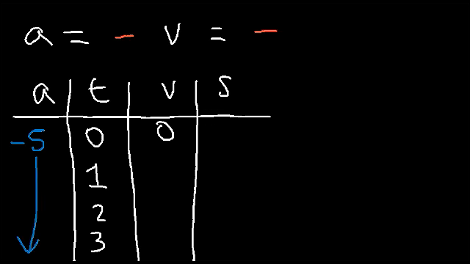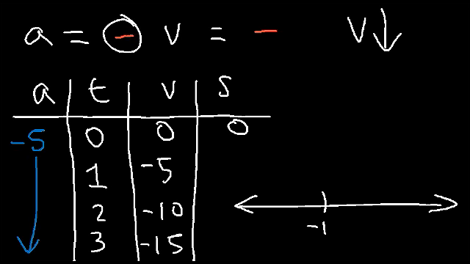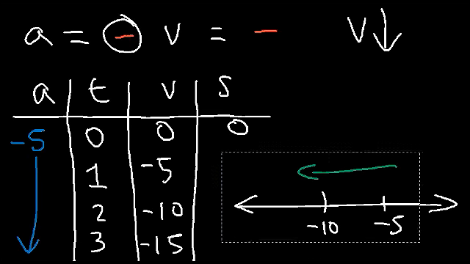And let's say the particle starts from rest. 1 second later, the velocity will be -5. 2 seconds later, -10. 3 seconds, -15. So as you can see, when the acceleration is negative, velocity is decreasing. On a number line, -10 is less than -5. So as you go this way on a number line, the value is decreasing. So that's why we could say velocity is decreasing.